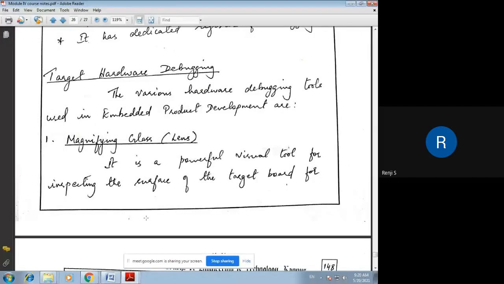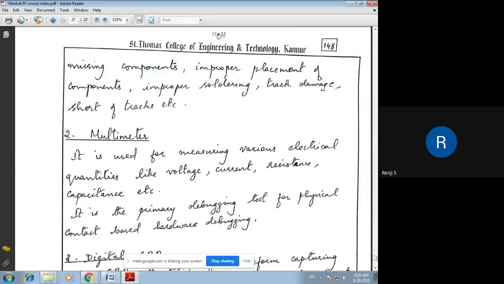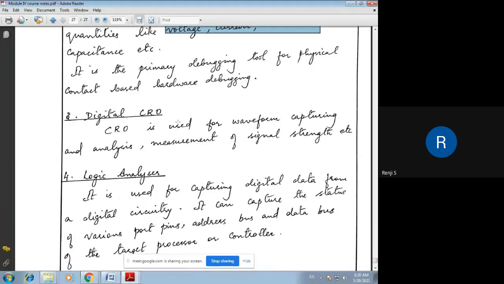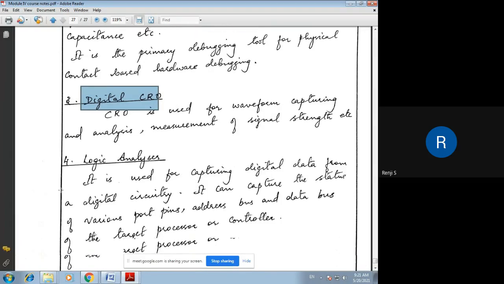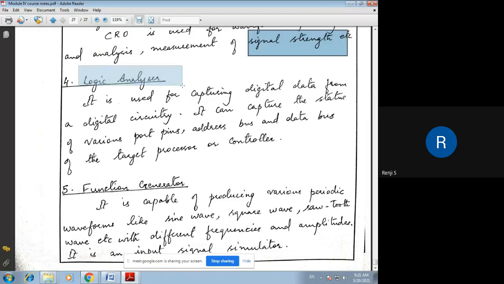target hardware debugging tools. That is, you have the magnifying glass or the lens for viewing the minute components embedded on the target board. Then there is the multimeter for measuring various electrical quantities like voltage, current, resistance, capacitance, etc. Then you have the digital CRO for capturing waveforms and analyzing them. It also helps us to measure the signal strength. Then you have the logic analyzer for capturing digital data and analyzing it.